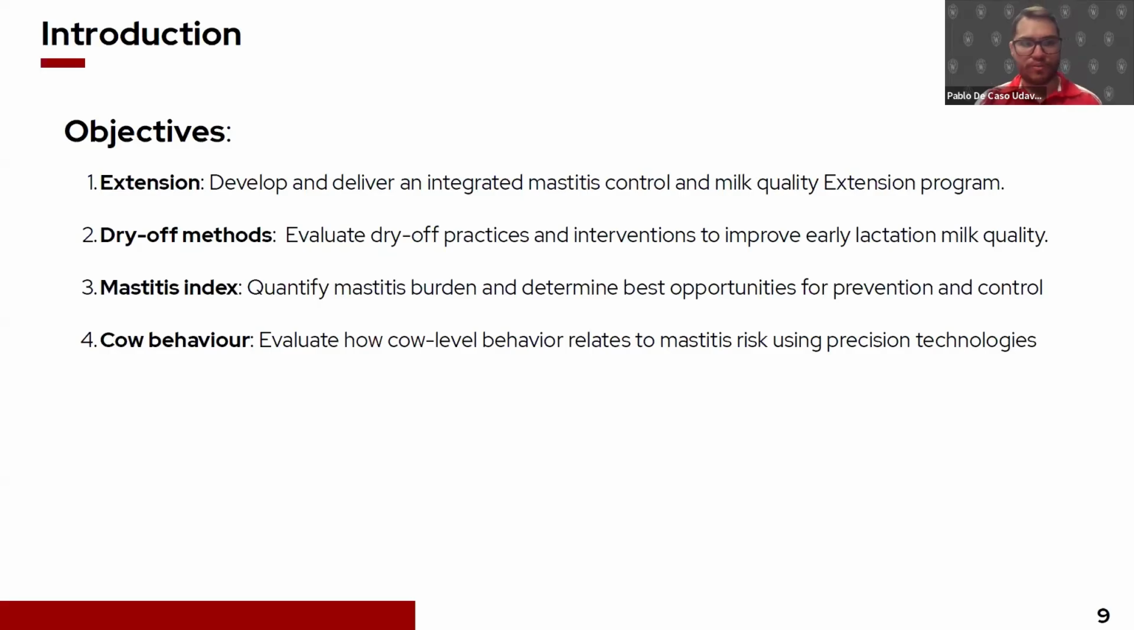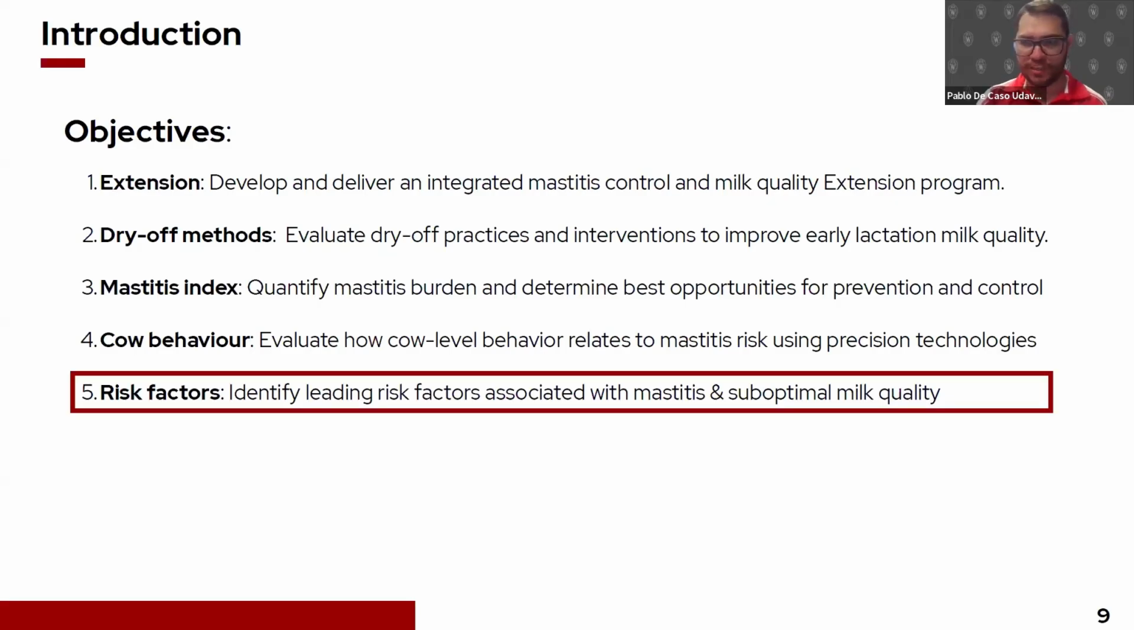Then we also have a fourth component, which is cow behavior: an evaluation of how behavior is related to mastitis risk using precision technologies. And lastly, the topic that I'm going to be more focused on, and our main topic here at UW Madison, is risk factors associated with suboptimal milk quality and mastitis risk, of course. It's going to be about identifying those leading risk factors and talking a little bit about them.